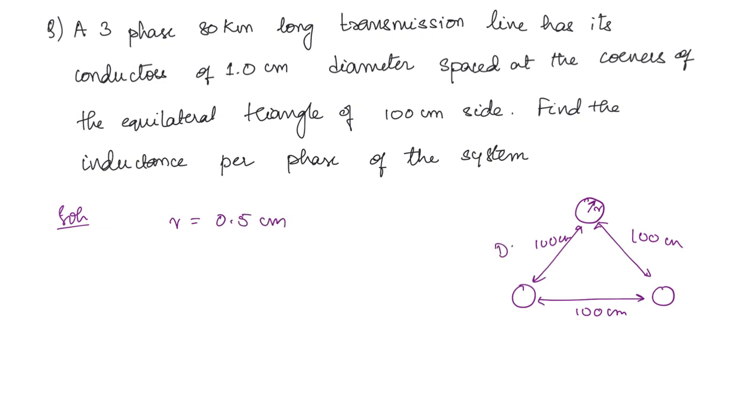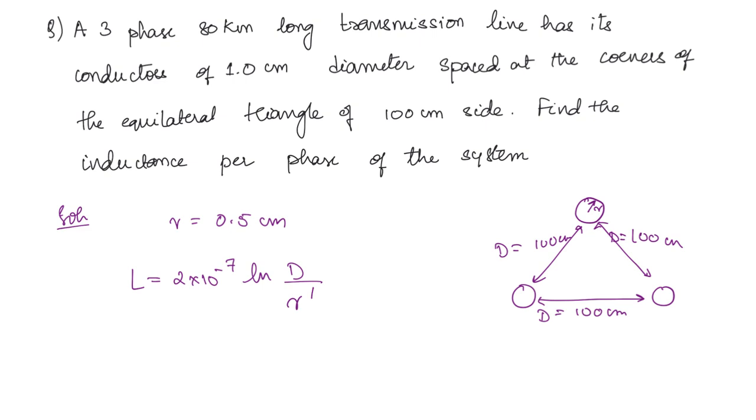Now we have derived the formula for the 3-phase system which is equilaterally spaced already, right? So the expression is 2 into 10 to the power minus 7 ln d by r dash. Never forget the dash, okay? So here d is the distance between each of the conductors.